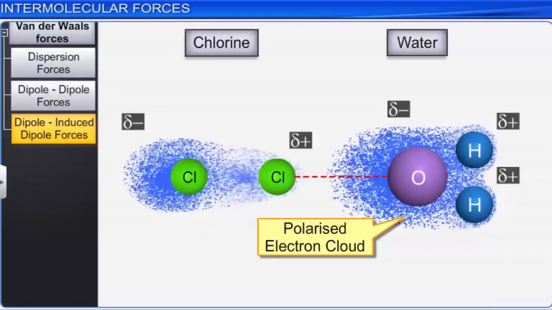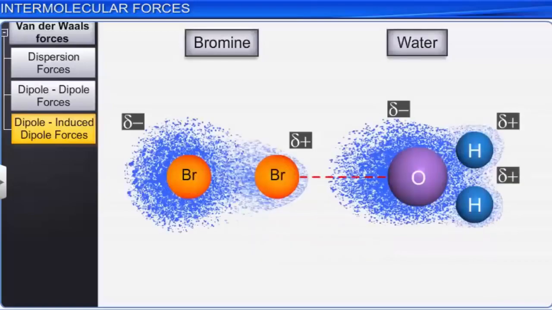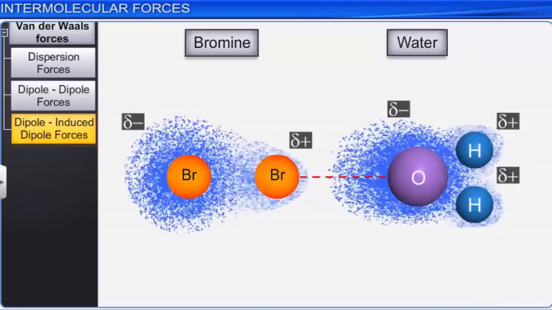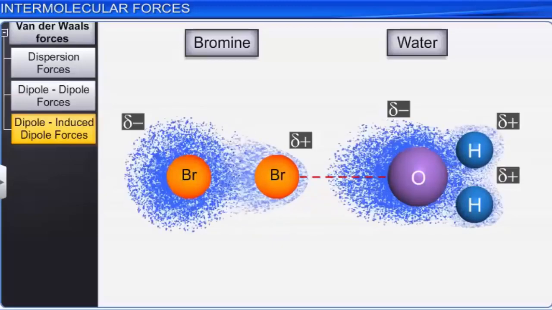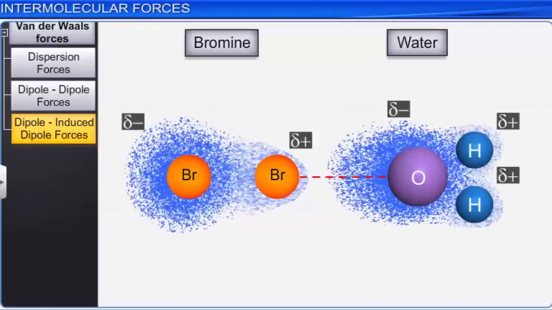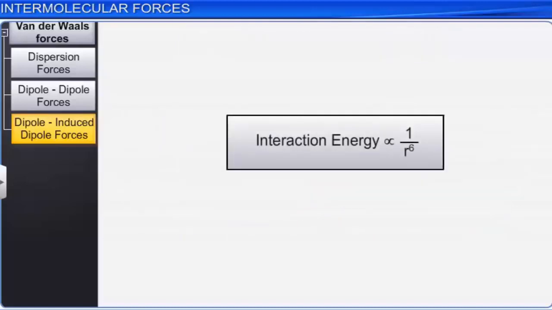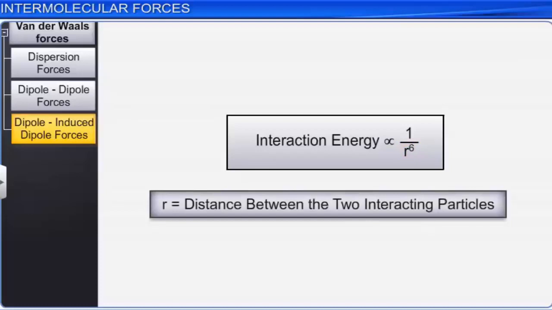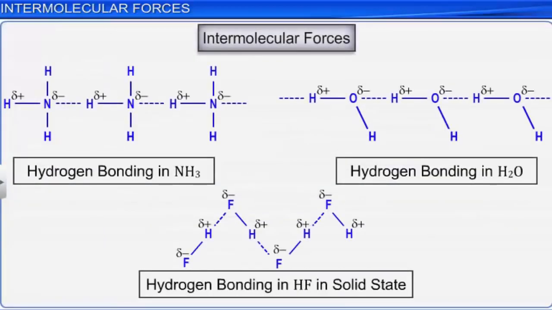The larger the size of the nonpolar molecule, the higher is the polarizability, and hence greater is the strength of the attractive interactions. In this case also, interaction energy is inversely proportional to the sixth power of the distance between the two interacting particles. A special case of dipole-dipole interaction called hydrogen bond exists in the molecules with highly polar NH, OH or HF bonds.